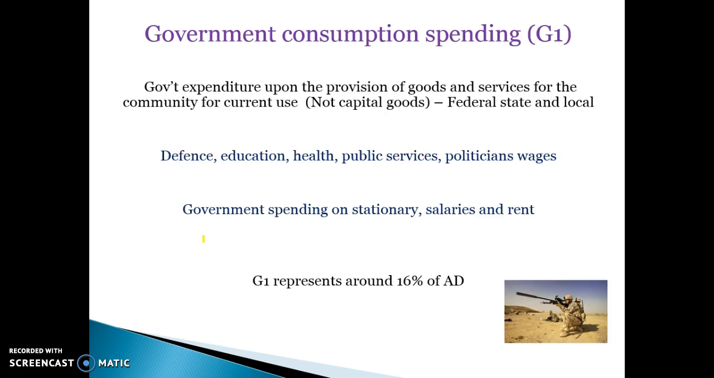Government consumption expenditure is basically government expenditure for the provision of goods and services for current use. It's not capital goods. It's spending by governments at all levels on things like defence, education, health, public services, politicians' wages, rent that they pay, salaries, all things that you can't touch that aren't helping to boost our productive capacity, but are more for current expenditure. That's about 16% of aggregate demand. It doesn't include welfare, because welfare is included once they start spending on goods and services in consumption.